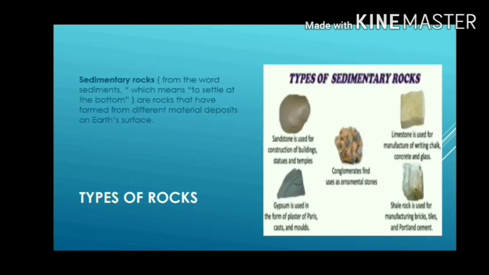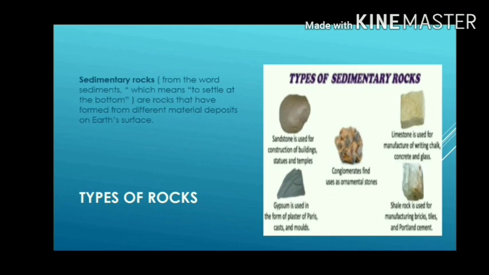Next, we have the sedimentary rocks. Sedimentary rocks come from the word sediment, which means to settle at the bottom. These are rocks that have formed from different material deposits on Earth's surface. So we have the figure of different types of sedimentary rocks. The first one is sandstone. It's used for construction of buildings, statues, and temples.